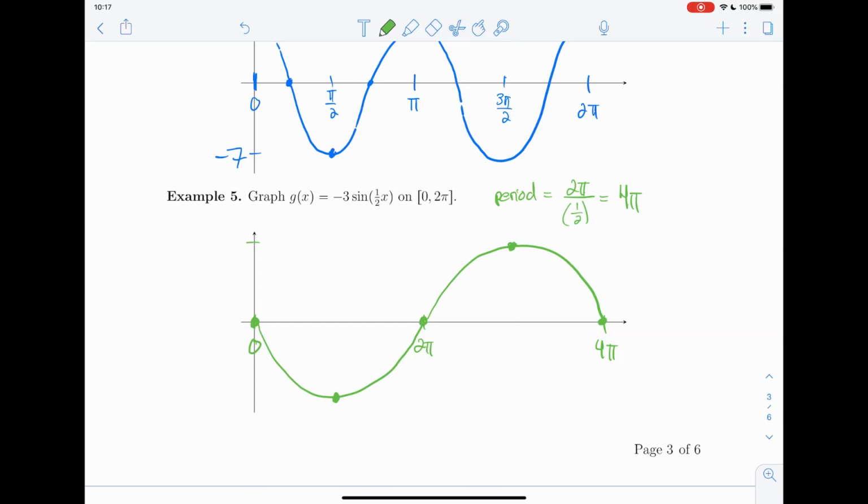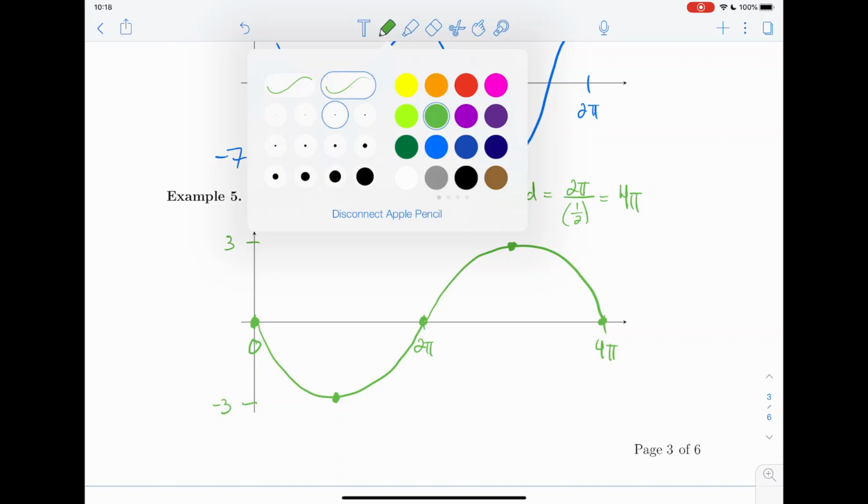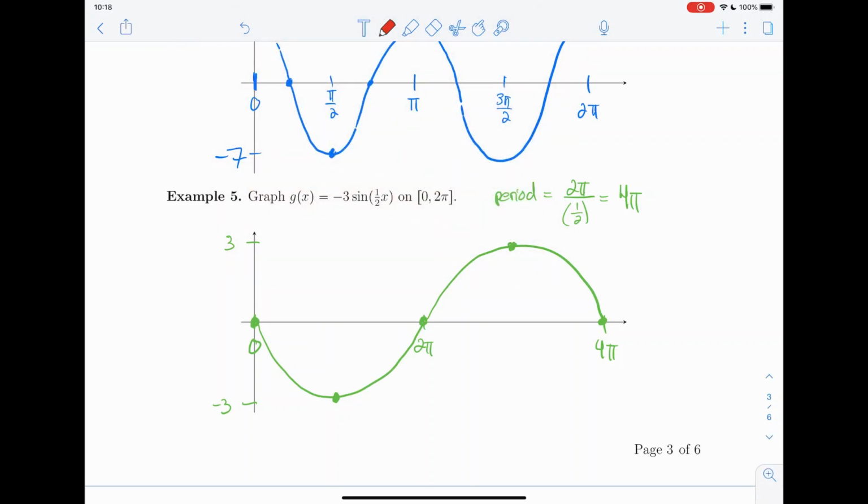And if I choose to go up to 3 and down to negative 3, this is one period of g of x. But this is an incorrect answer because, yes, we've graphed one period from 0 to 4 pi. However, I didn't want a period from 0 to 4 pi. I wanted only what it looks like from 0 to 2 pi. So what that means is that this component to the graph over here doesn't actually exist in our answer. The only answer that we want is what's going on right here.